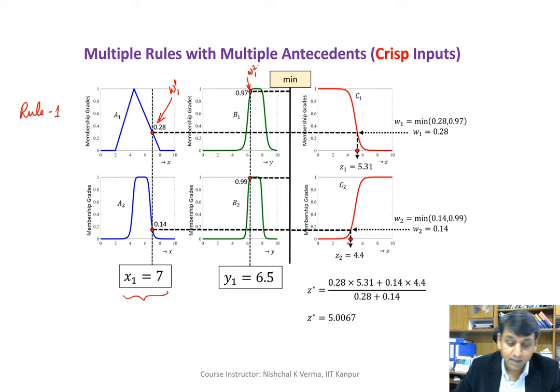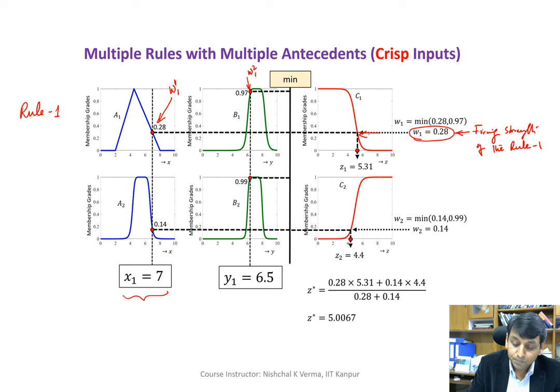First rule, second antecedent. So W12 is 0.97. Now if we use min, the min of these two is going to give us W1, which, as I mentioned, is the firing strength of rule 1. So corresponding to this W1, we are getting the output Z1, and Z1 is 5.31. So the outcome of rule 1 is Z1, which is 5.31.